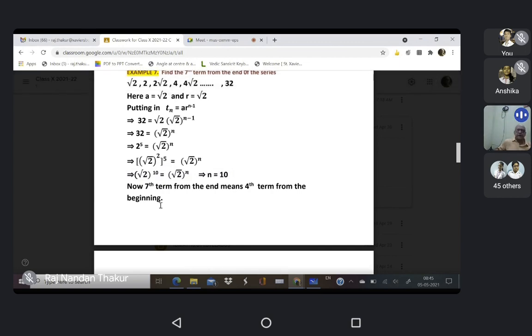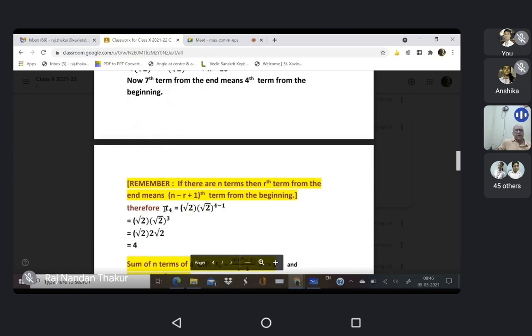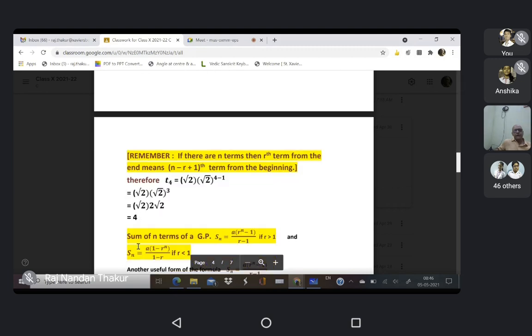10 plus 1 minus 7. n plus 1, 10 plus 1 minus 7, and that is the 4th term from the beginning. We find the 4th term. T4 is equal to root 2 to the power 3 into root 2 to the power 1, root 2 to the power 4, or you may write root 2 into 2 root 2, finally 2 into 2, 4. So please do this question, one question today.